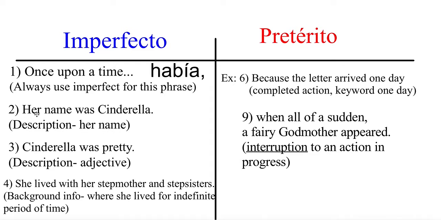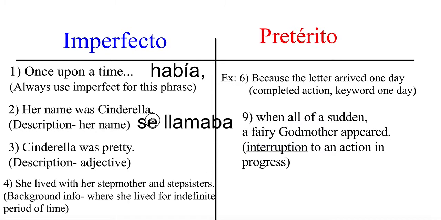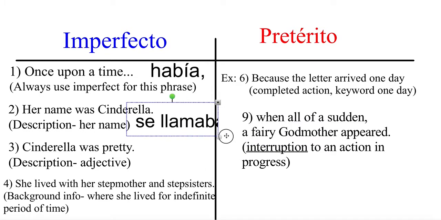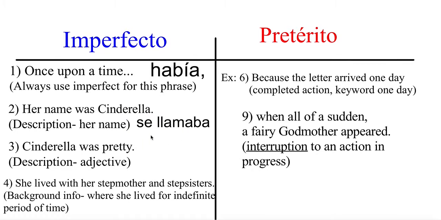Then you have number 2. Her name was Cinderella. This reason for the imperfect was description. Whenever you're describing a character in your story, you're going to be using the imperfect tense. So, se llamaba Cenicienta would be whenever you name someone in a story, you're going to have to use the imperfect. So make sure that you put a little note there in your categories.